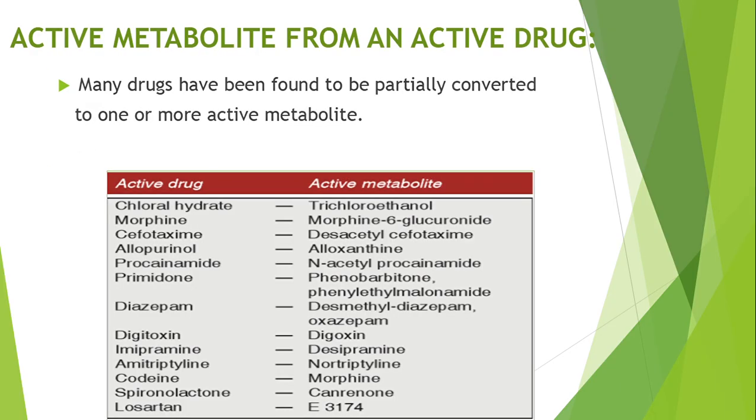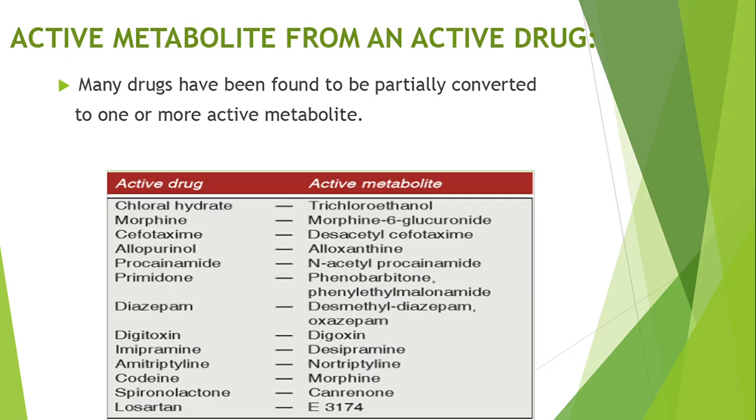Many drugs have been found to be partially converted to one or more active metabolites. So active drugs like chloral hydrate are converted to an active metabolite like trichloroethanol. Morphine is an active drug, but the active metabolite is morphine 6 glucuronide. Cefotaxime is the active drug, active metabolite is desacetyl cefotaxime. Allopurinol is the active drug, active metabolite alloxanthine. Procainamide, the active drug, active metabolite N-acetyl procainamide.